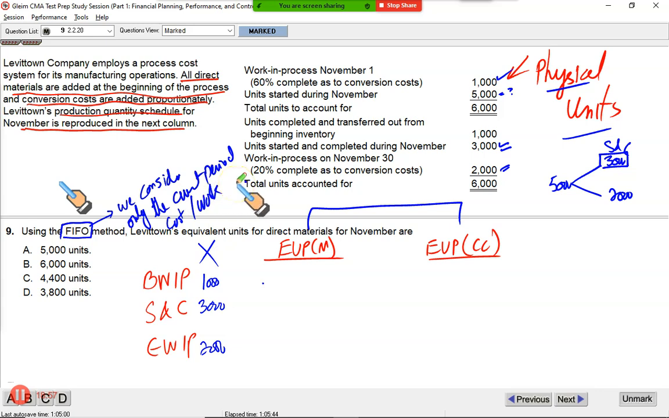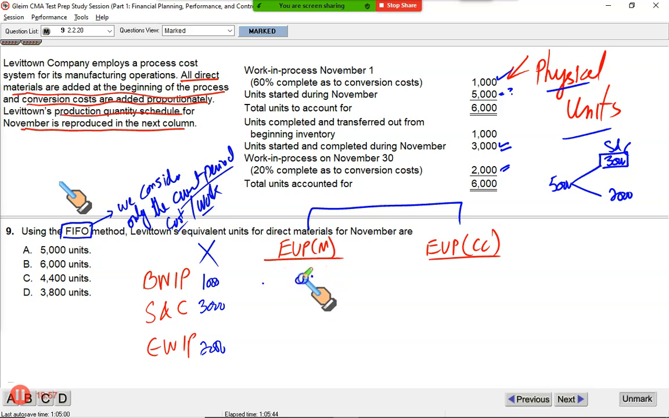The work done previously is ignored in FIFO. Only the current period costs, current period work. Nothing else. Now listen to me very carefully. There are 1,000 physical units existing at the start of the period on which all direct material has already been added in the previous period. The question is, how much material did we add in the current period?